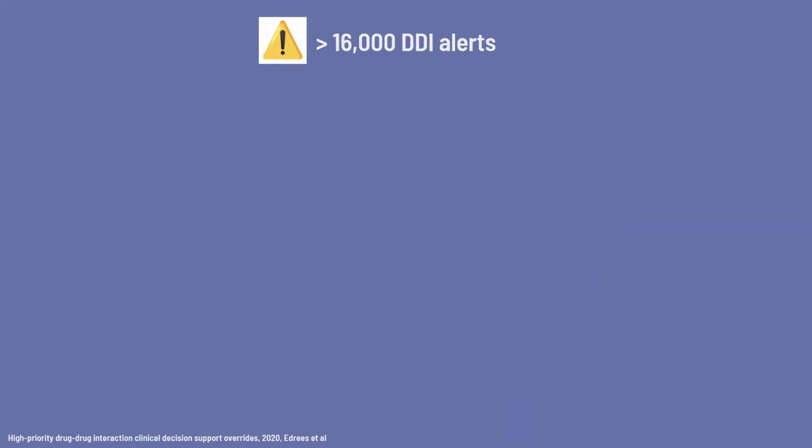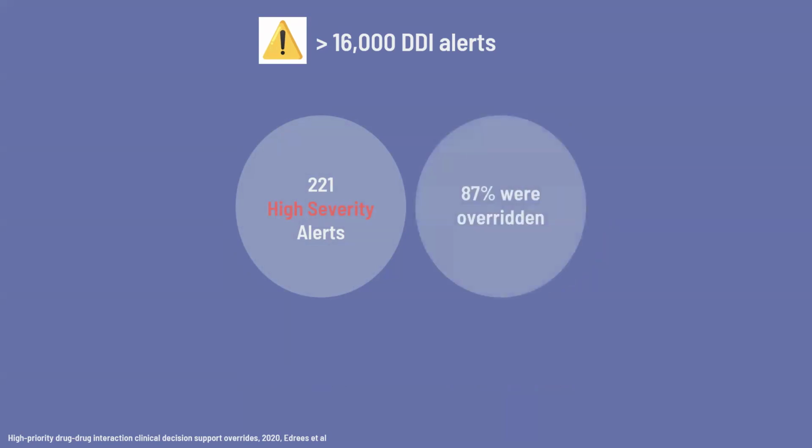Of the 16,000 drug-drug interaction alerts, 221 of them were of the highest severity, so medications that are absolute contraindications to each other. However, 87% of them were overridden, and they found that all were inappropriately overridden except for one. So this is obviously concerning, but the silver lining here is that 221 out of 16,000 is a very small number, so it's pretty rare that providers are actually trying to order these medications together.